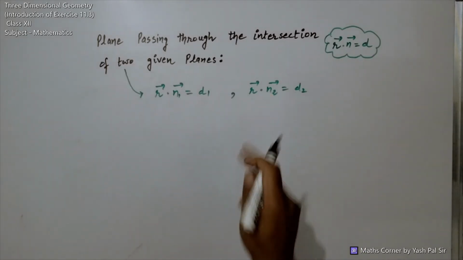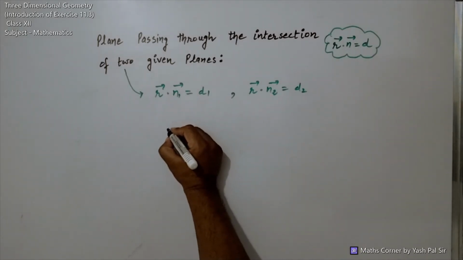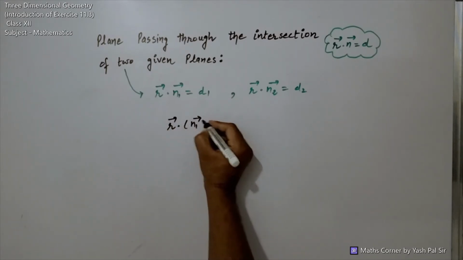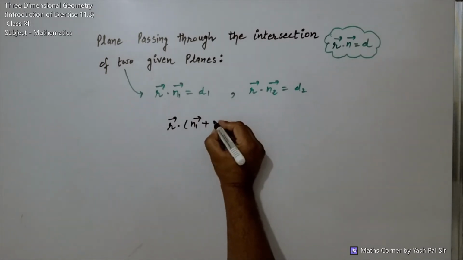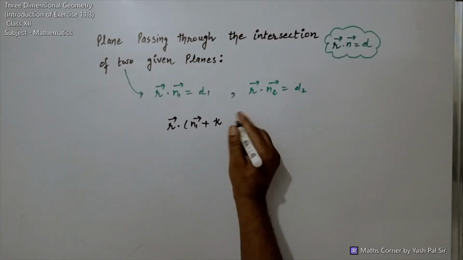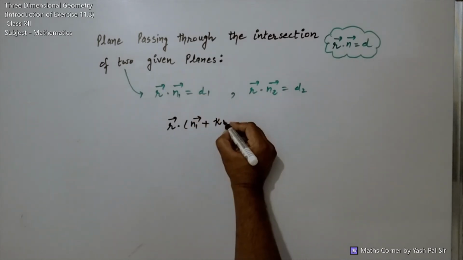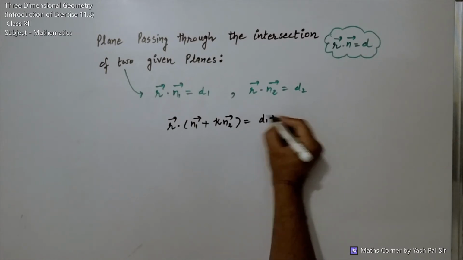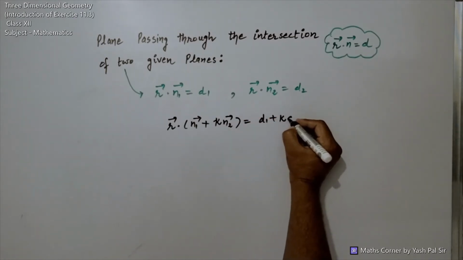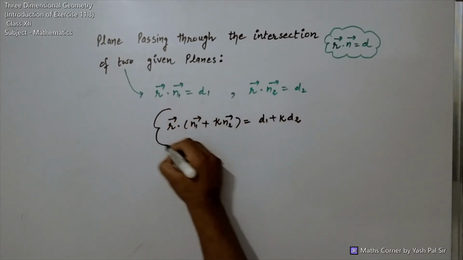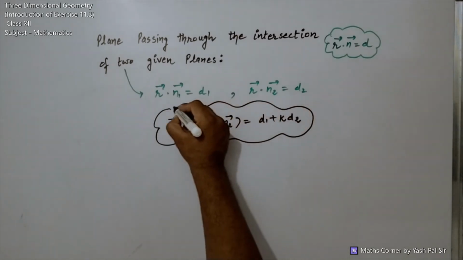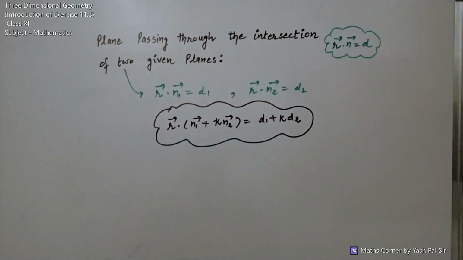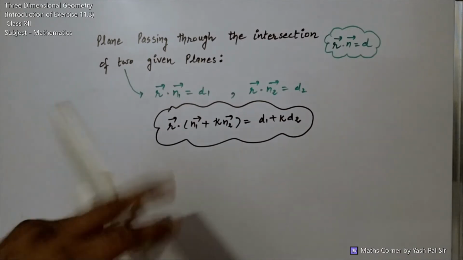Now the third plane which passes through these two planes will be r vector dot n1 vector plus some constant k into n2 vector is equal to d1 plus the same constant k into d2. So this will be the equation of the third plane which passes through these two planes.